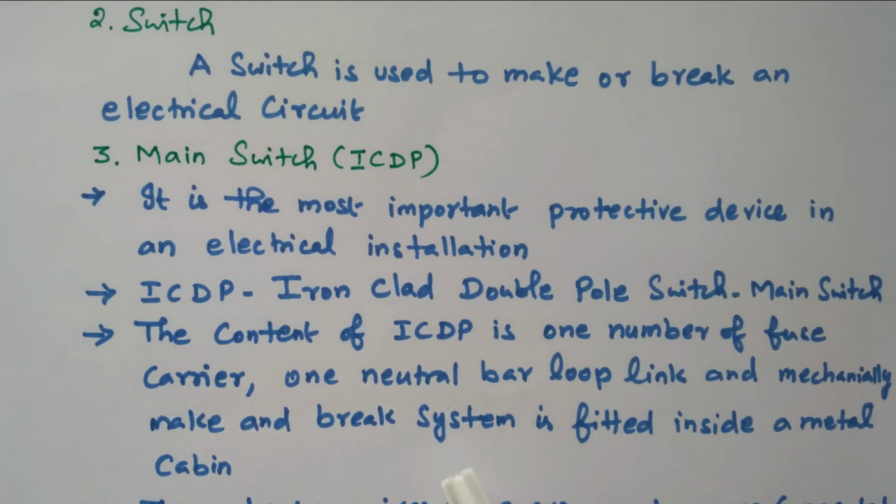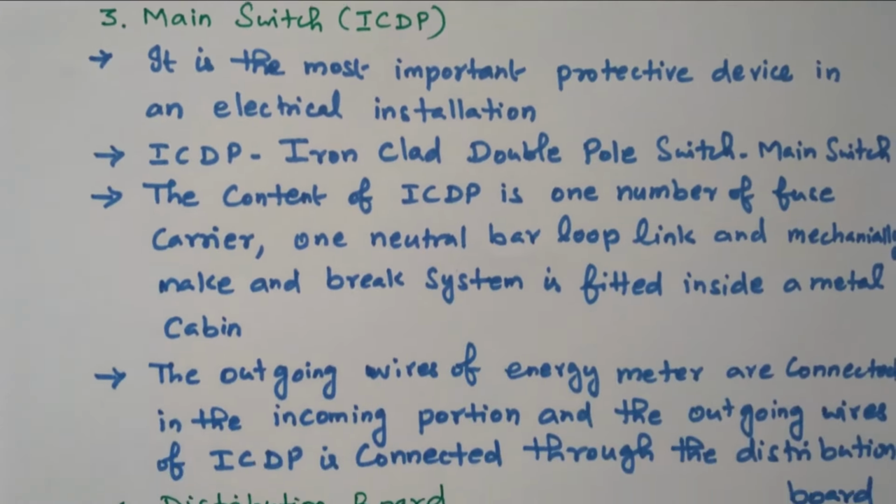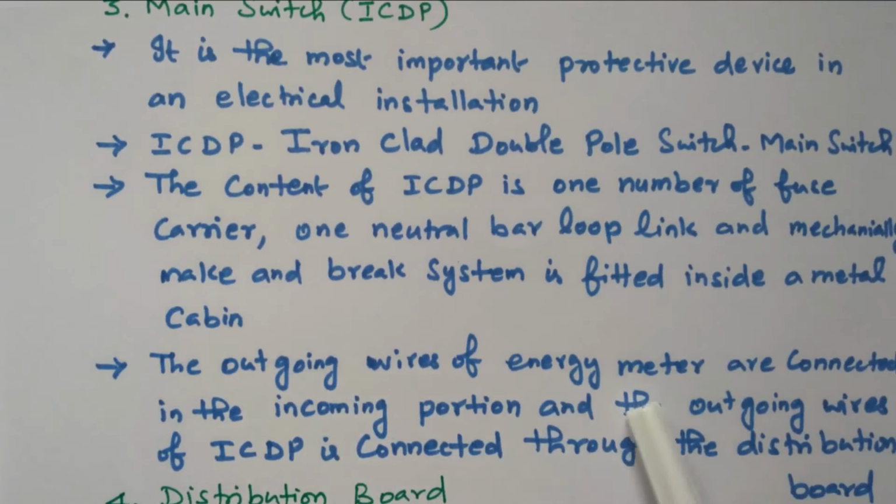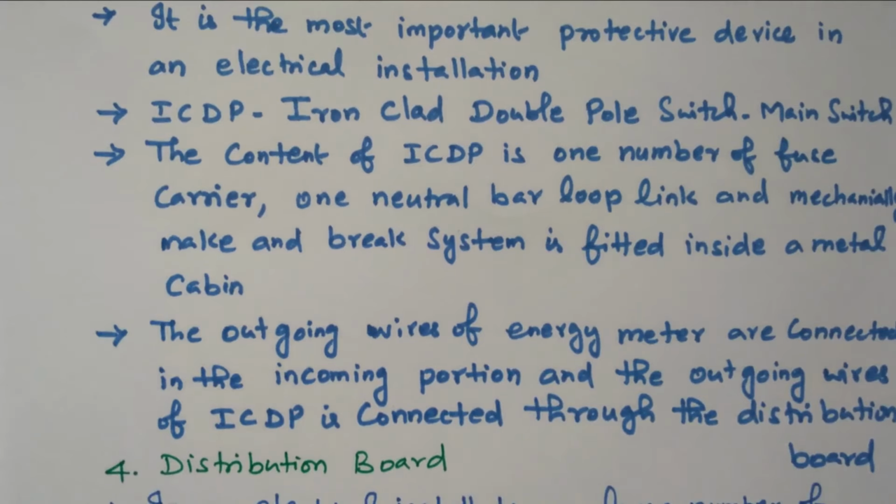So it is connected in the main, available from the EB main. From this only the supply is given to various rooms. The outgoing wire of the energy meter is connected to the incoming portion. So in this main switch, the incoming is coming from the energy meter. Then the outgoing is connected to the distribution box. From this distribution box, it is distributed to various rooms or various areas.